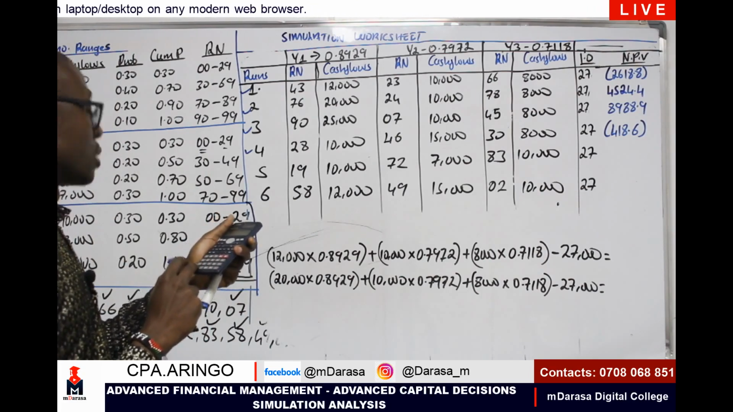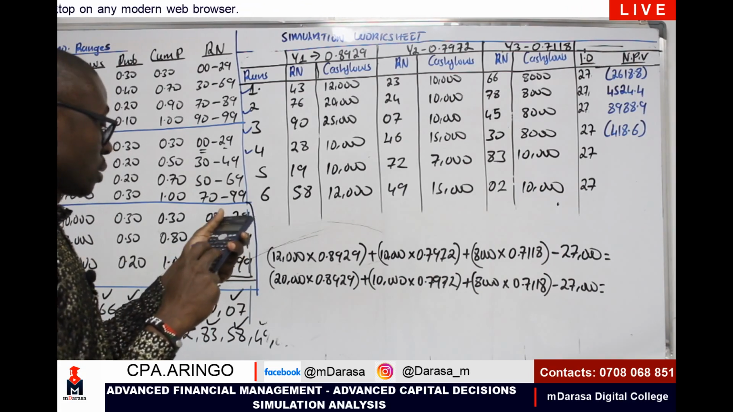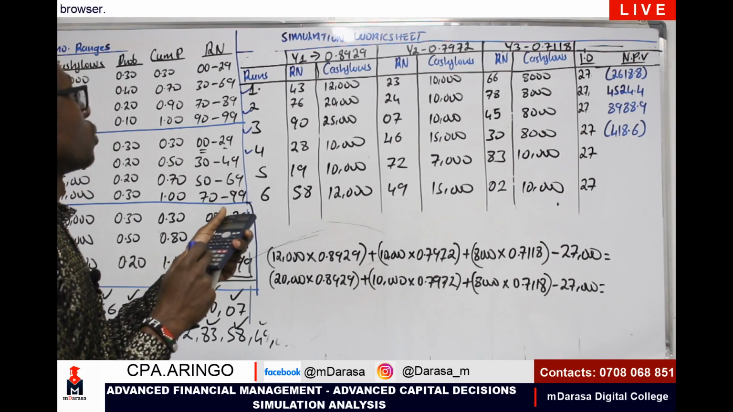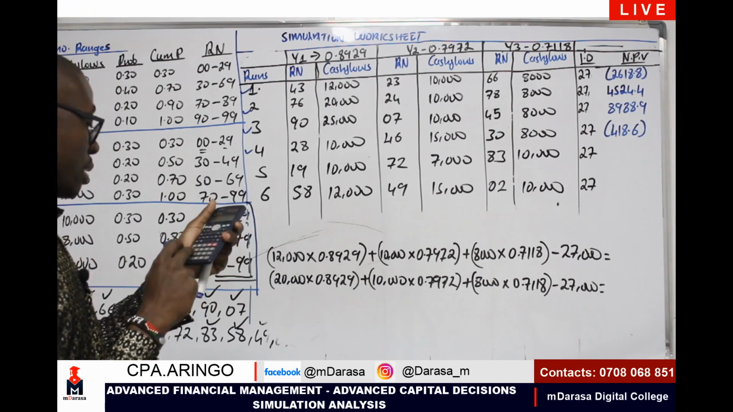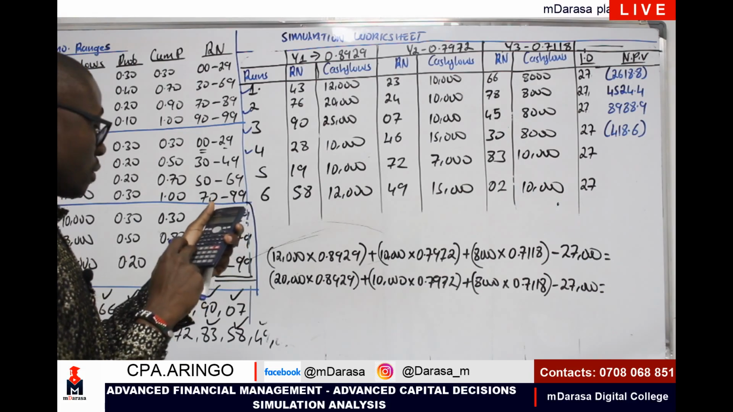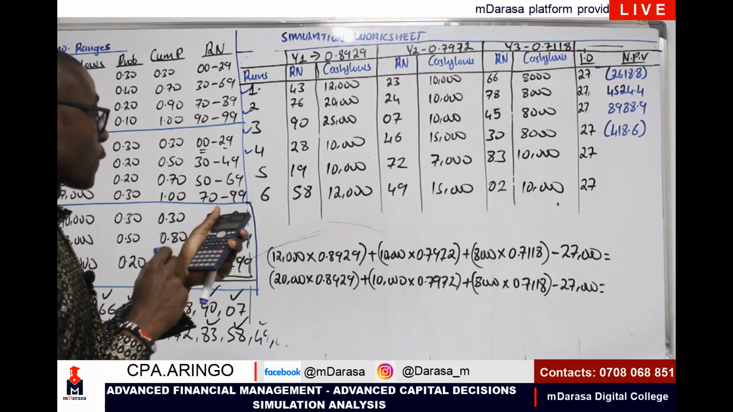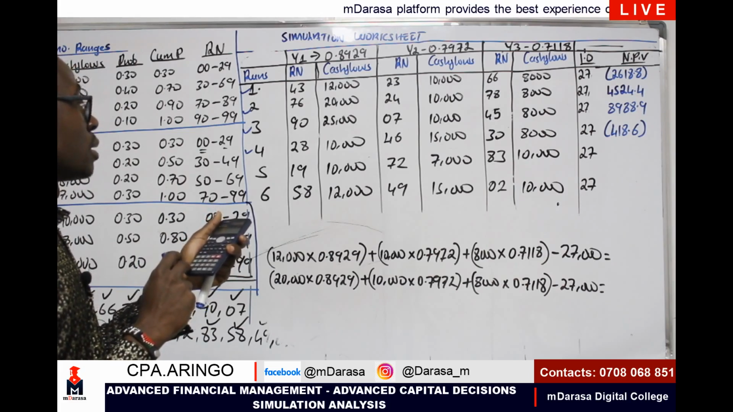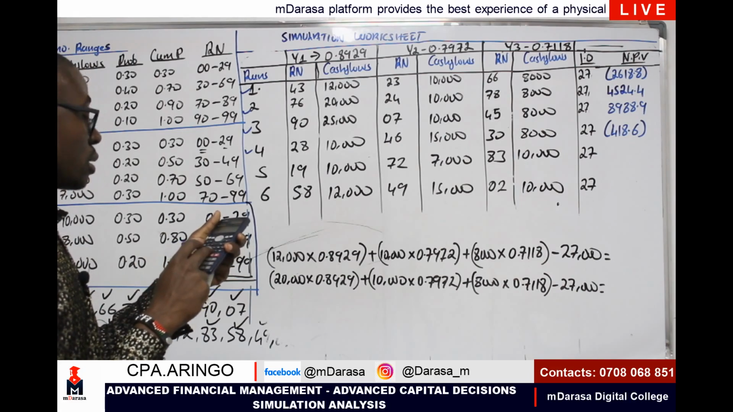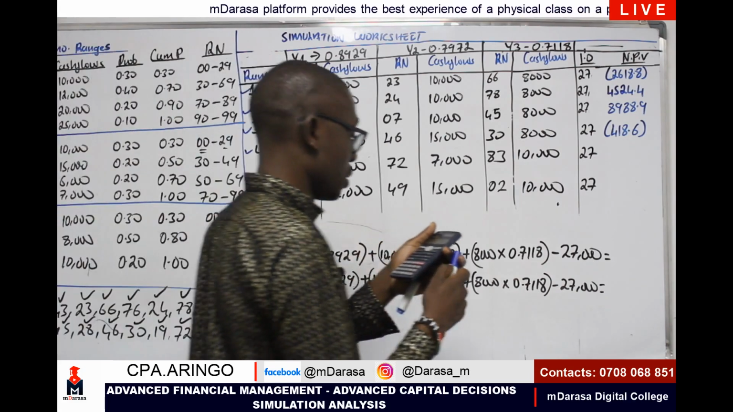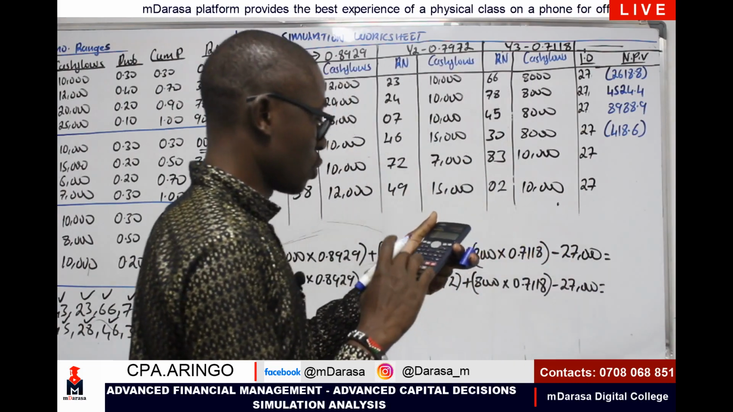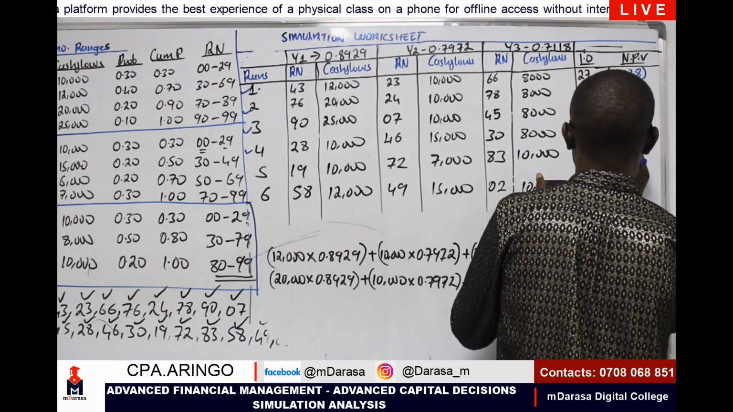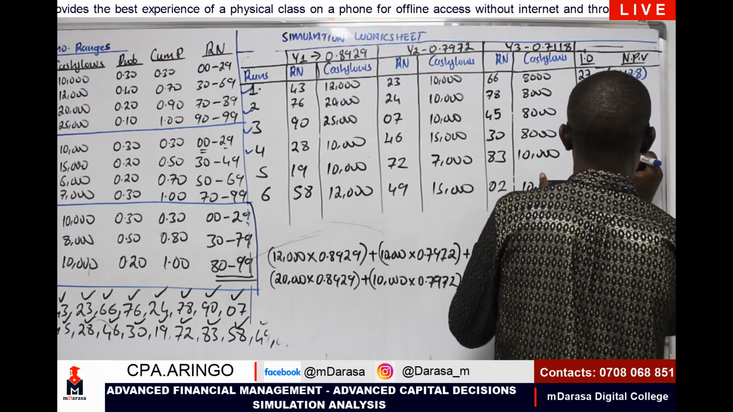The next item here we are having 10,000 by 0.8929. We are going to add 7,000 by 0.7972. We are going to add 10,000 by 0.7118. So this should give us 21,267 minus 27,000. I'm having negative 5372.6.